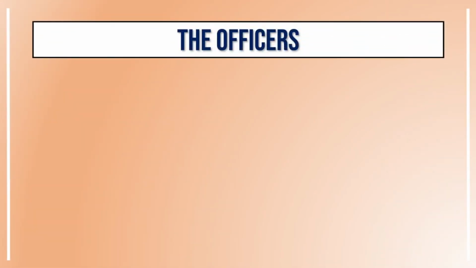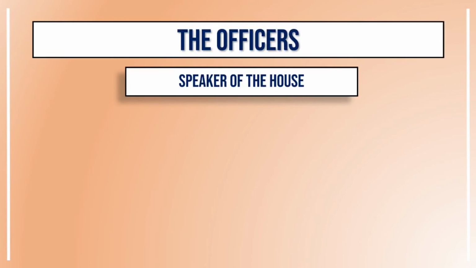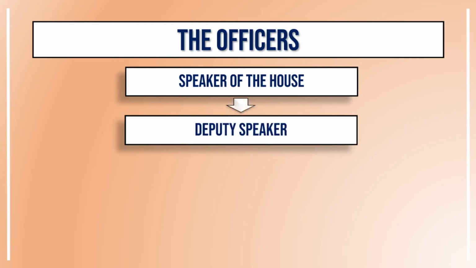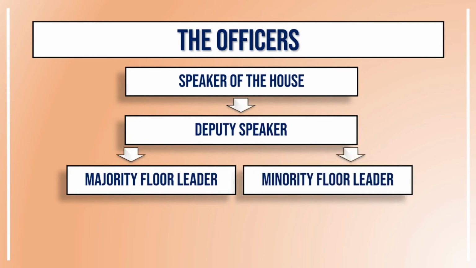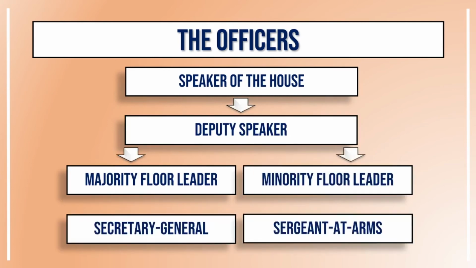Like in the Senate, the members of the House of Representatives also elect their own set of officials. The highest official is the Speaker of the House. During the absence of the Speaker of the House, he or she shall be replaced by one of the deputy speakers. The next are the Majority Floor Leader and Minority Floor Leader. The final 2 officials are Secretary General and Sergeant at Arms.